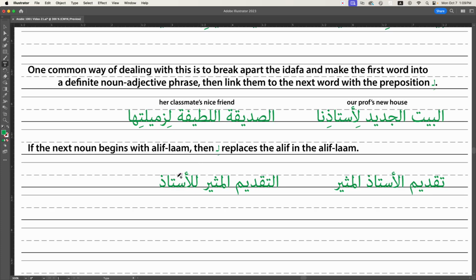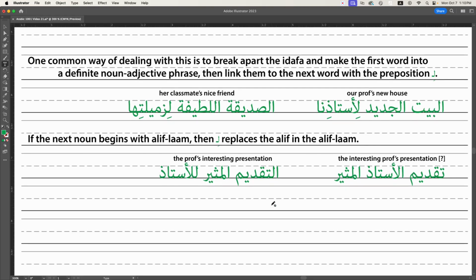So this is also a little visually confusing at first, but you will quickly understand this is very useful and a cue that a relationship of possession is happening here. So is it the interesting professor's presentation, which is what it defaults to? We're not really sure, hence the question mark. However, if we break it apart and relink it and turn it into the interesting presentation of the professor, too many words with P's there, now it becomes the professor's interesting presentation. So break it apart, turn it into a noun adjective phrase, almost always a definite noun adjective phrase, and then link it back together with le.